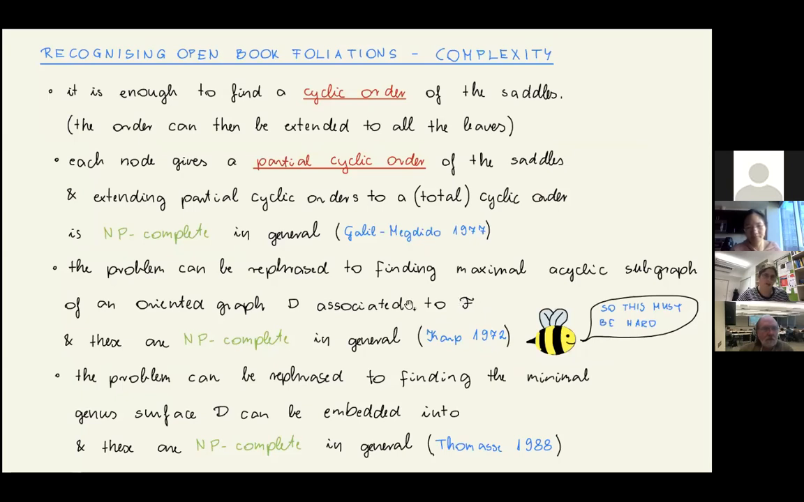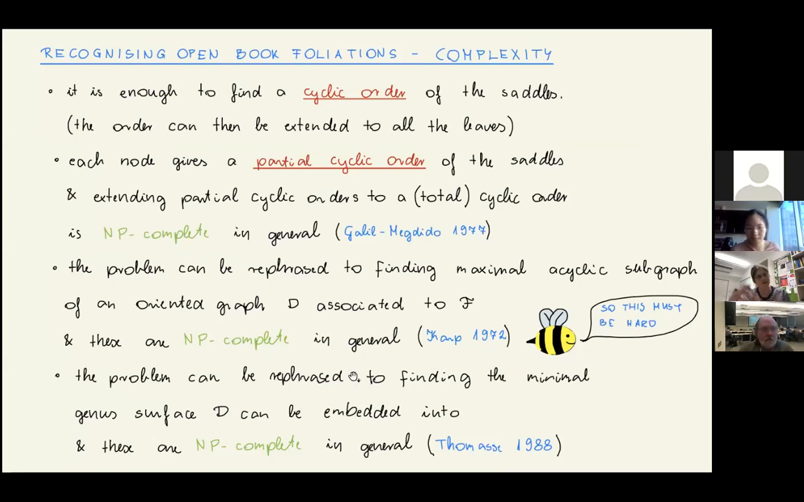foliation. So the points are the nodes. The points are the saddles, and then somehow the edges tell you the order of the saddles around every node. And that's your graph, and you have to find an acyclic subgraph of it. This is also NP complete. This is the one from 1972, the moment when people defined what NP complete was, and that's inside that first paper. And then, okay, so that's also not so good.